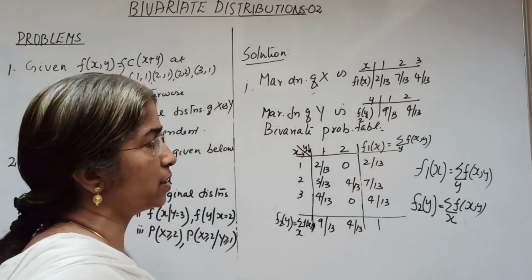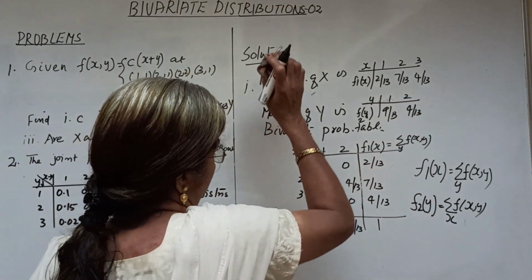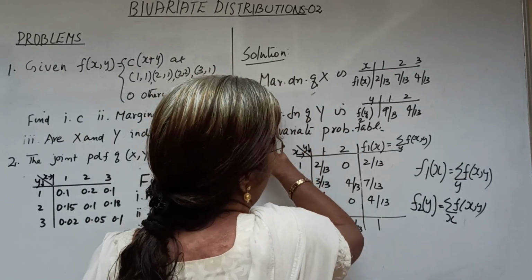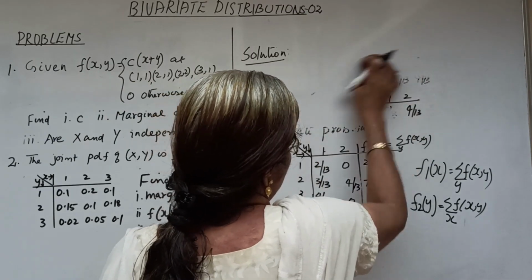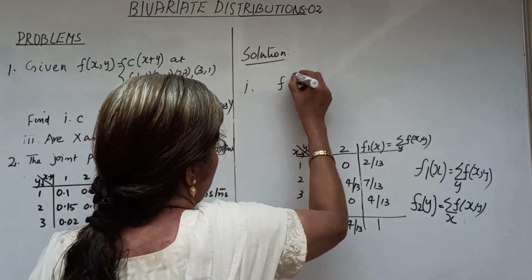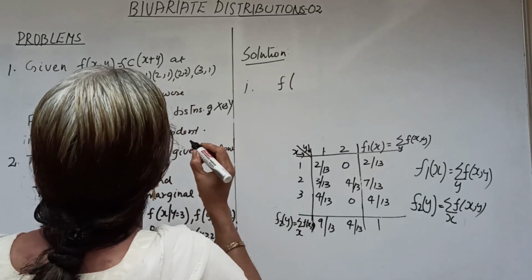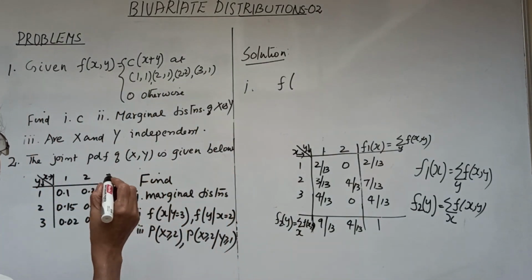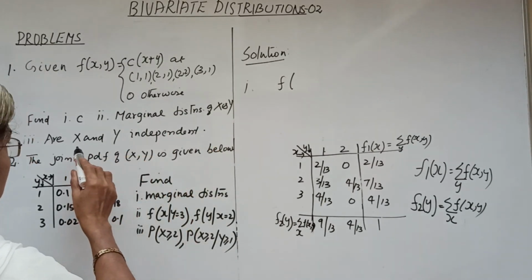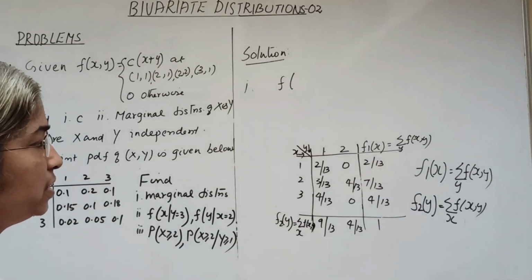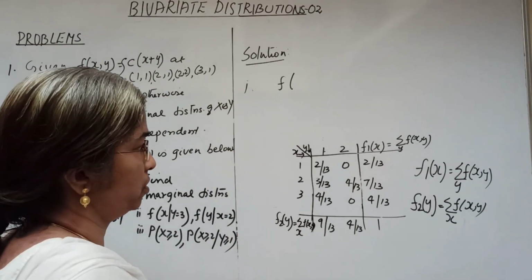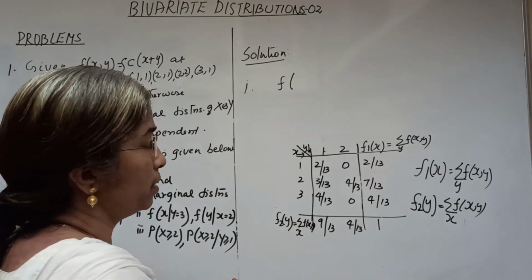Now we want to obtain the conditional distribution of x and y. The conditional distribution of x given y equal to 3 is to be obtained. The second part is f(x given y equal to 3). The question is marginal distributions of x and y, and we want to consider whether x and y are independent. I'm sorry. The next question is the conditional distribution. Okay, so here we have to obtain whether x and y are independent.